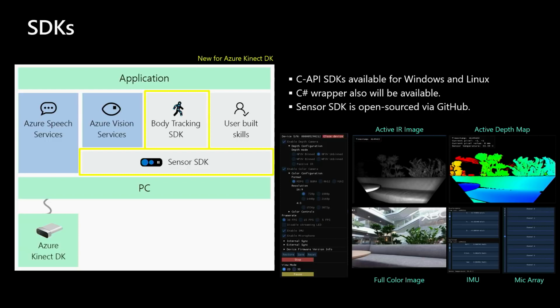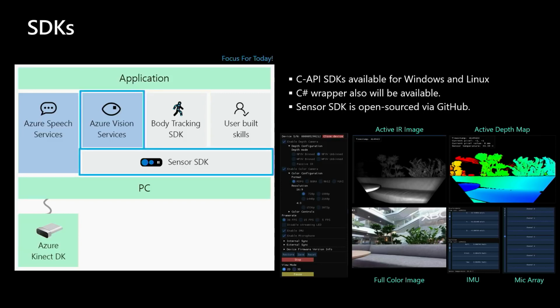So basically, you can set up the camera, configure it to do everything you want to do, all without writing any code. Which we're hoping helps you get started much quicker in building these applications and exploring what's possible. So for today's talk, we're going to primarily be focused on the sensor SDK and how you tie that to our Azure Vision services. If you're interested in learning more about our body tracking SDK, please come check us out on the expo floor where we have that up and running and you can see it working in real time.